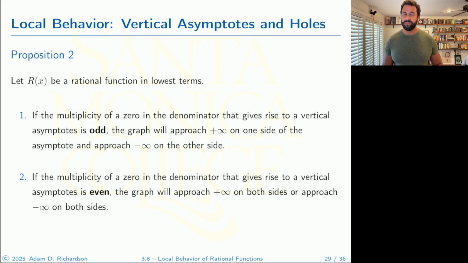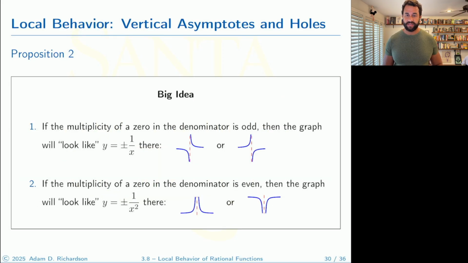Sounds a little bit familiar, but here's the big idea. If the multiplicity of a zero in the denominator is odd, then the graph is going to look like 1 over x there, like that, or like that. That's it.